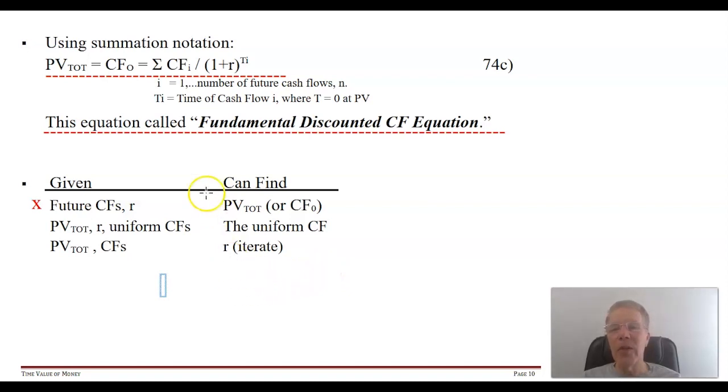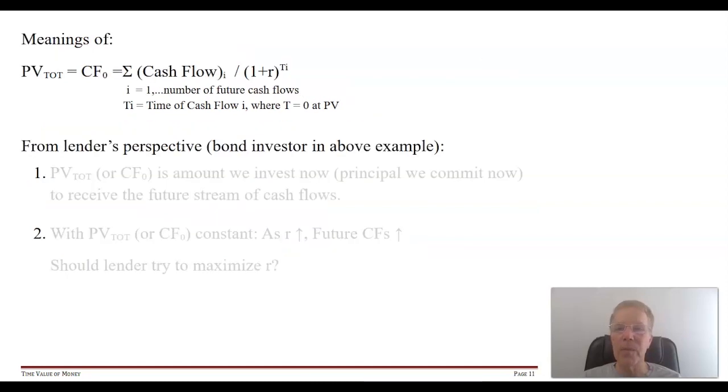And what's the other possibility? We could know PV tot and we could know all the cash flows. What else is missing? It's R. So we could solve for R. That's going to be a little bit tricky. We're going to need to use something like goal-seek in general to do that in Excel, or use something like the quadratic equation in some cases.